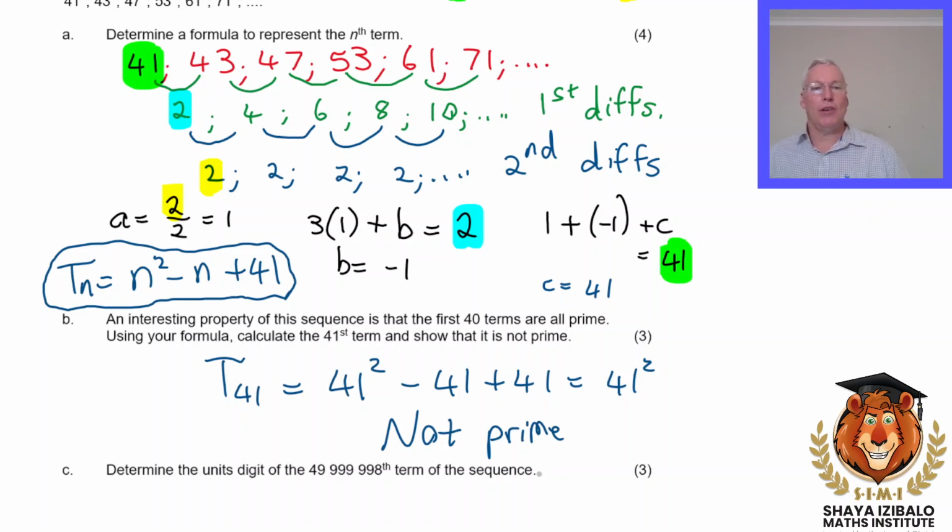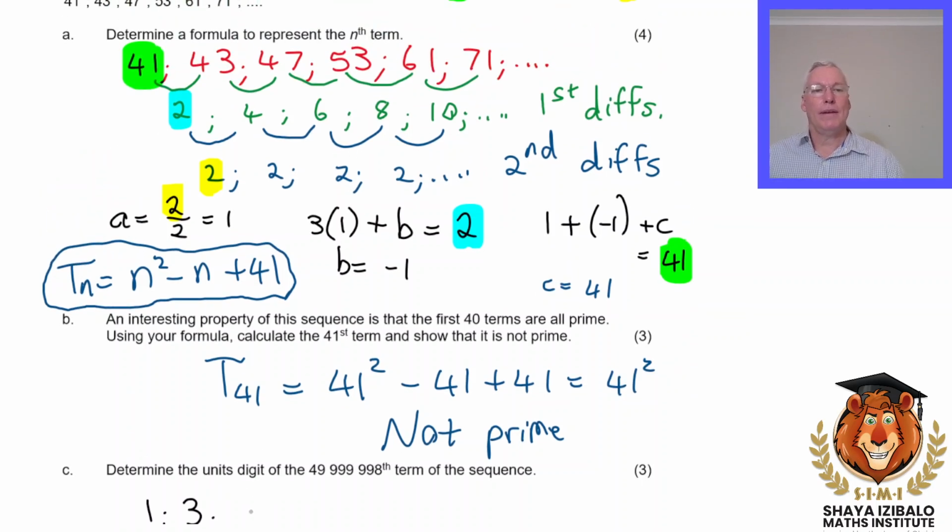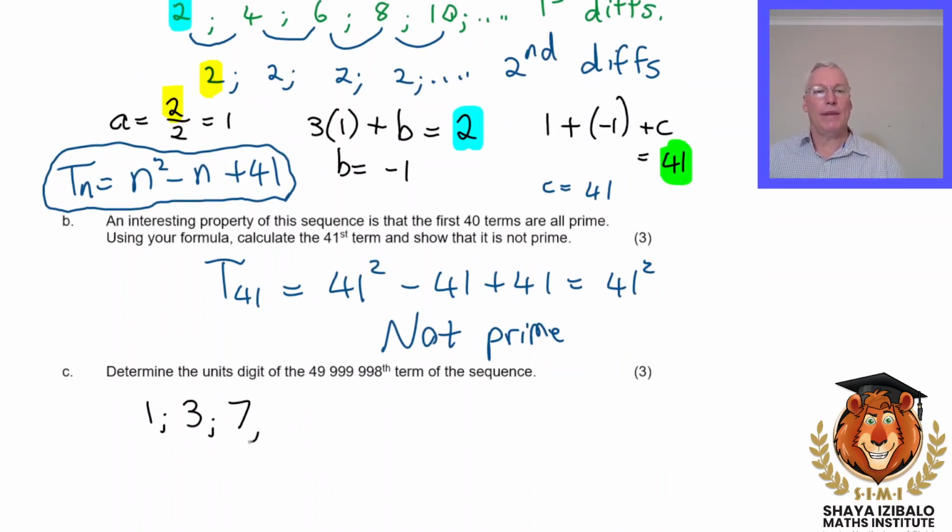Then they say determine the units digit of the 49,998,998th term. Now that seems very strange, but let's look at the units digits of these terms. They actually go 1, 3, 7, 3, 1, 1. There's a pattern here. The first one ends in 1, the next one ends in 3, then 7, then 3, then 1.